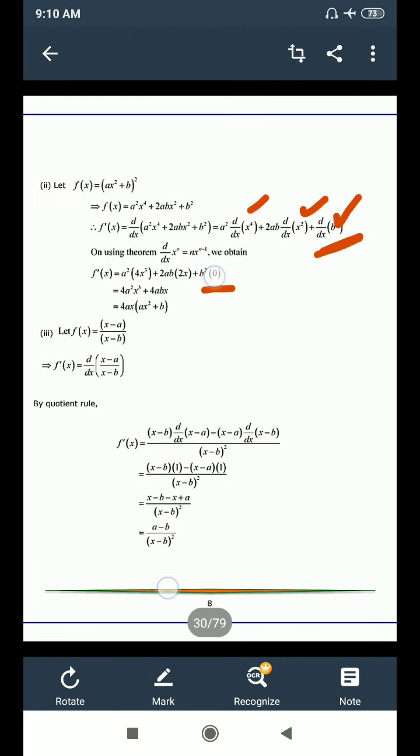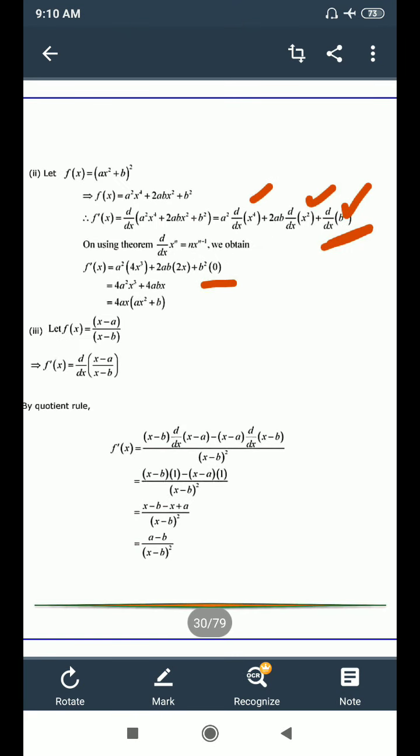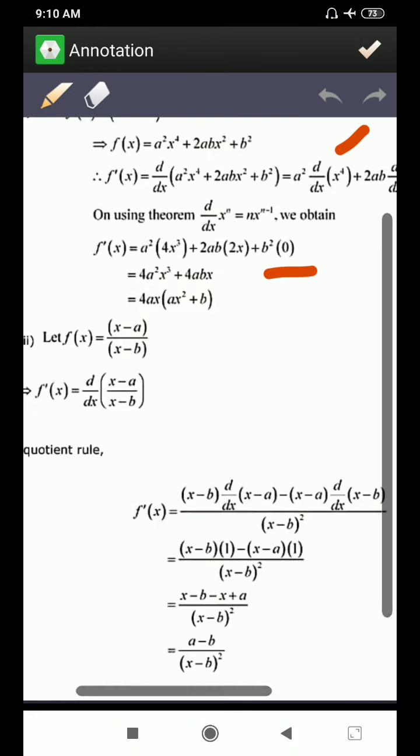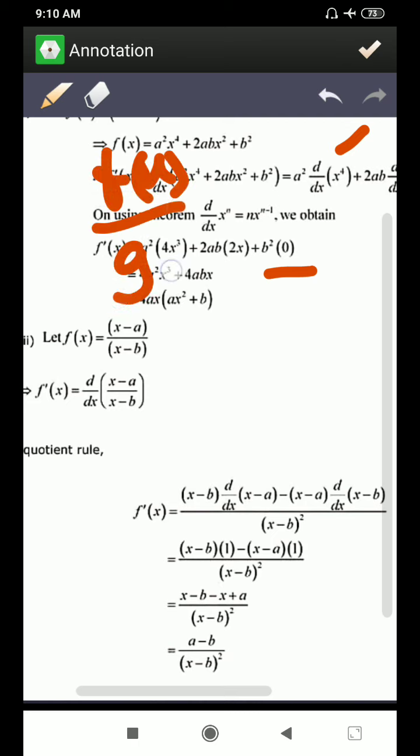Okay, now the next question is f(x) equal to (x minus a) upon (x minus b). So in this, we'll use the quotient rule. Now, what is the quotient rule? The question arises, what is the quotient rule? So I will just explain the quotient rule. In the quotient rule, you have a function of x in the numerator and a function of x in the denominator. You have to differentiate it.